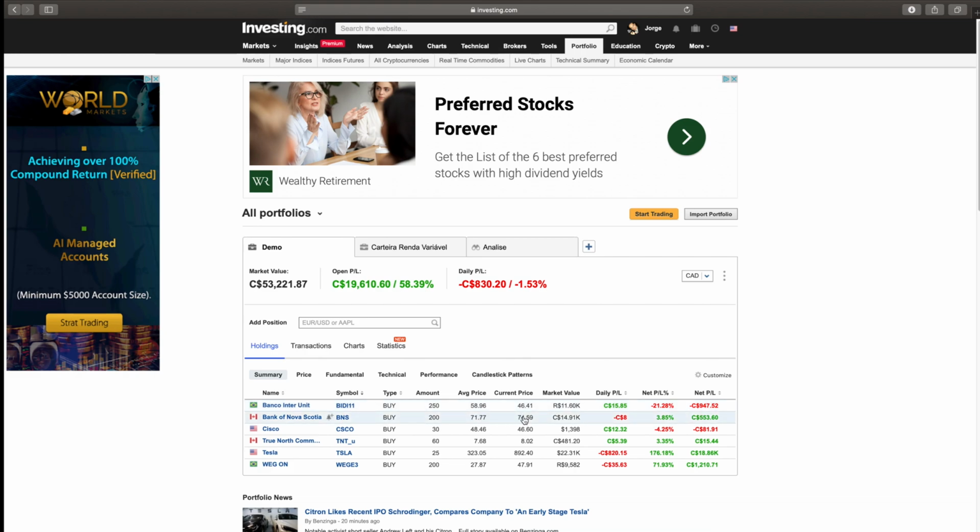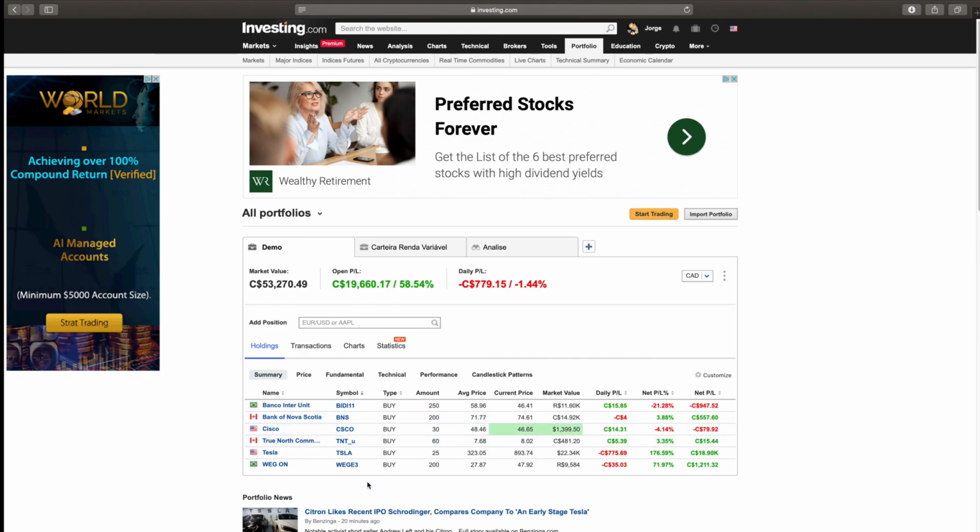Then the current price, which means the last negotiated price, and the market value. So how much all your shares are worth, my 200 shares of Bank of Nova Scotia, how much if I sell now? It's going to be 14K. Then the daily P&L, the net P&L in percentage, and the net P&L in amount.